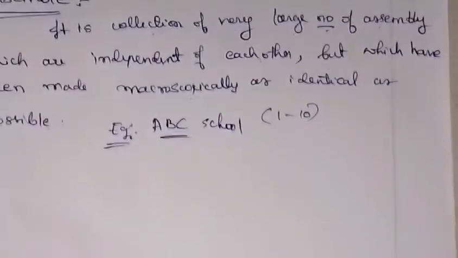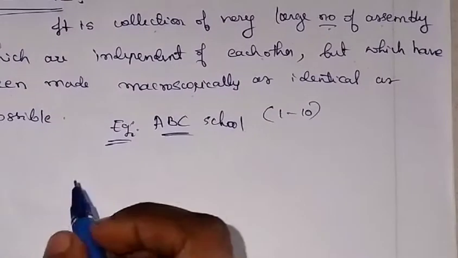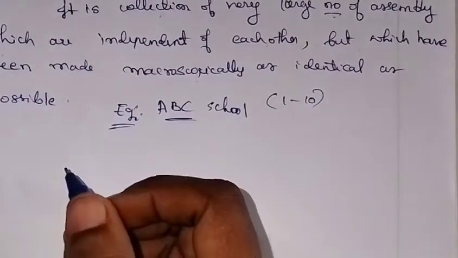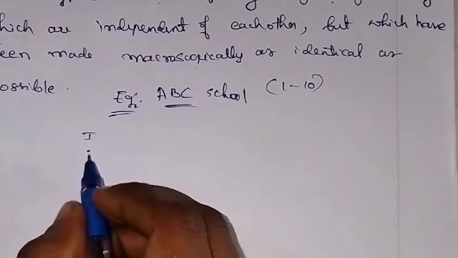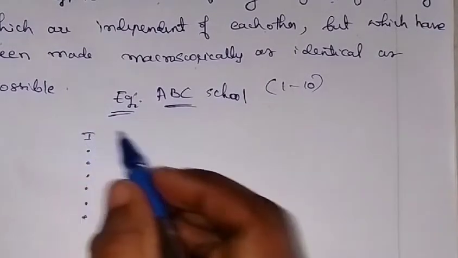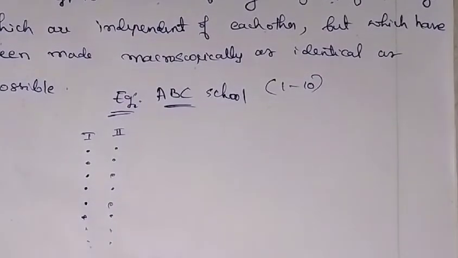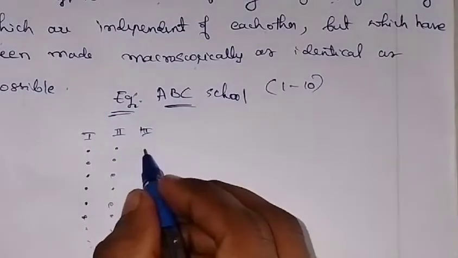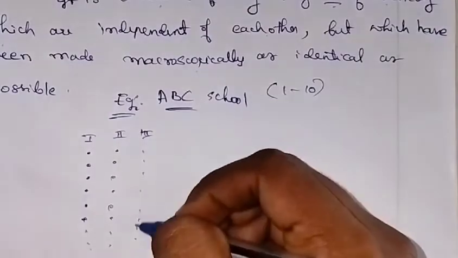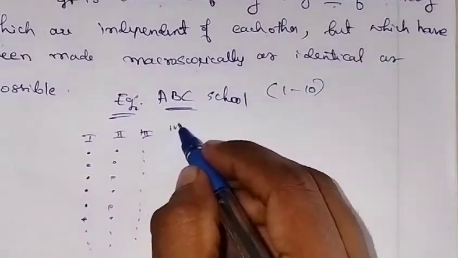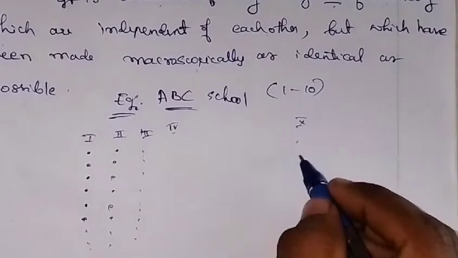Now we know that in the school there will be an assembly on every Monday. During assembly, how will the students stand? The first year students will stand in a row. These are all first standard students. Similarly, second standard students will stand in another row. There may be many students. Similarly, third standard students will also stand in a row. They don't mix up. And similarly the 4th, 5th, 6th, 7th, 8th, 9th and finally the 10th standard students also stand in a row.